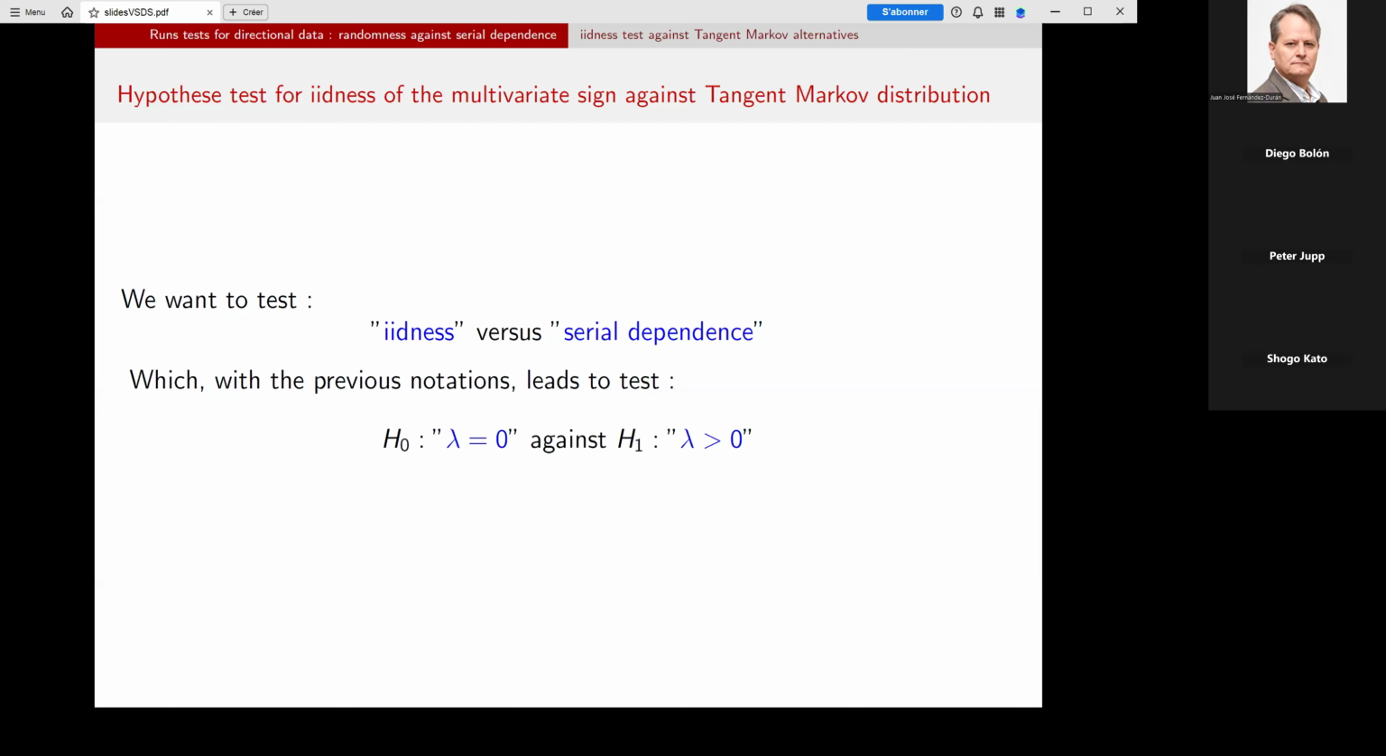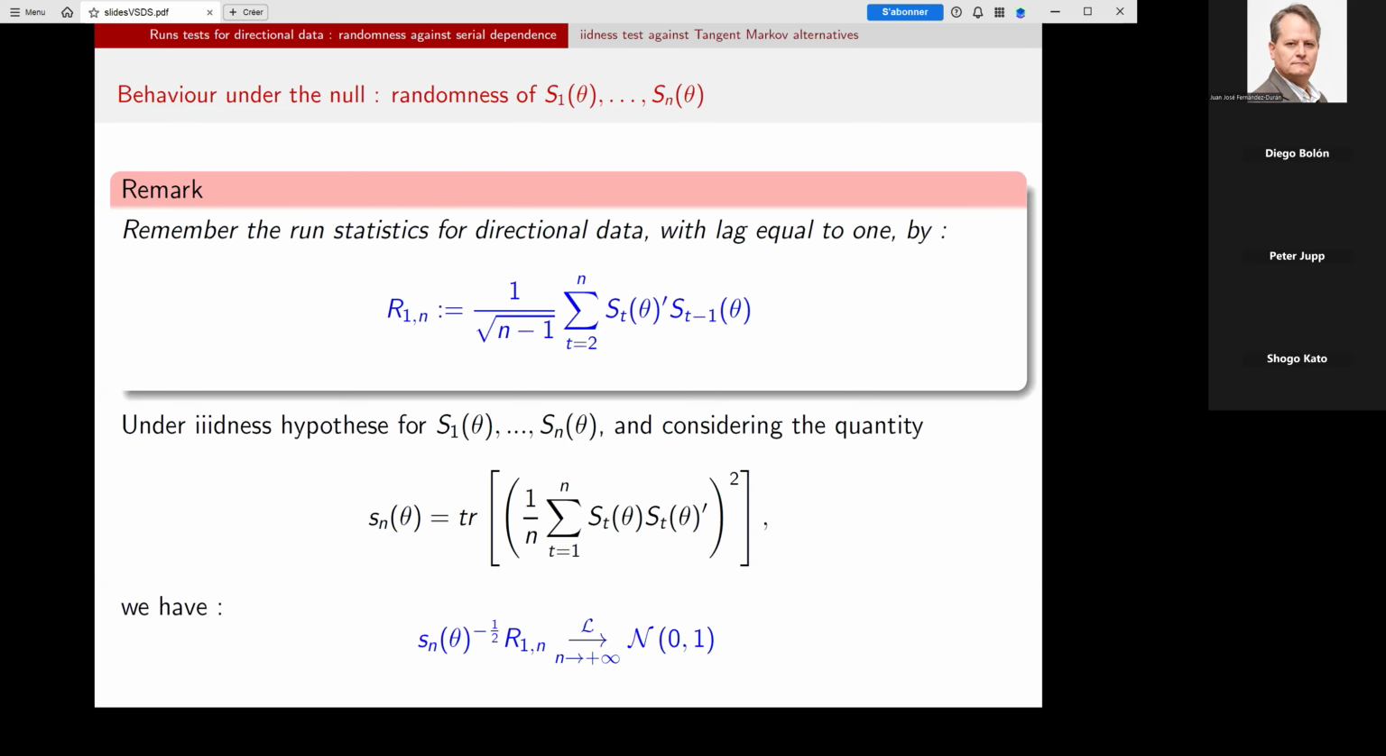Okay, so what can we say? Remember that under the null, we still have our run statistic, which is defined this way. I will just add that here we talk about the lag one run because we are looking at the angle between St and St minus one. We will talk later about lag h statistics. We introduce Sn theta, which is the estimator of the variance. And we can show that the asymptotic distribution of the statistic is normal. So considering this, you can construct the test. Actually, you will take the square of this statistic, so you will have a chi-square distribution.